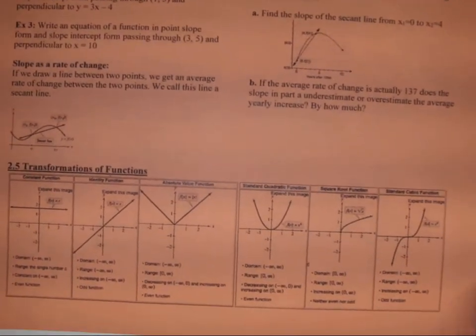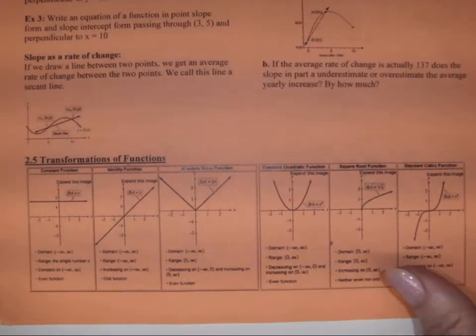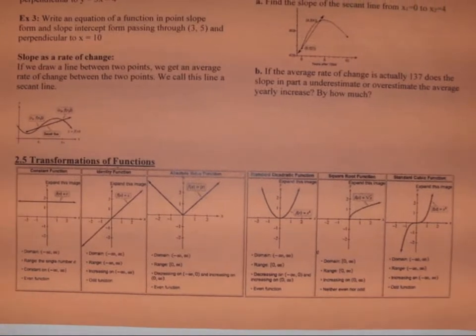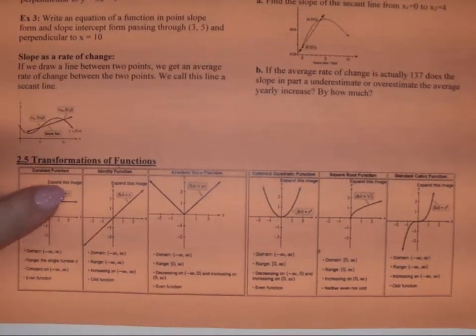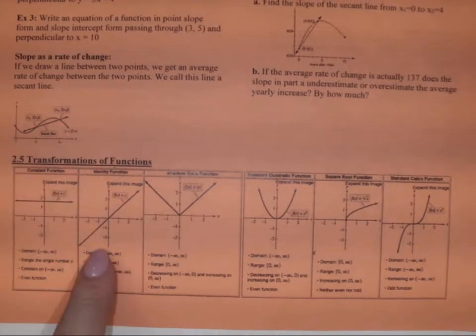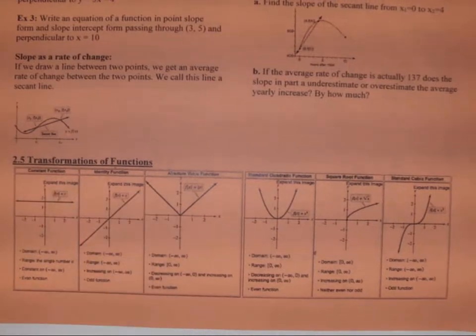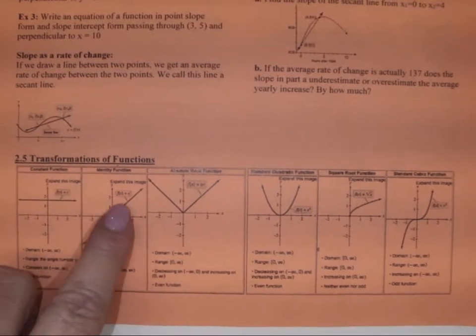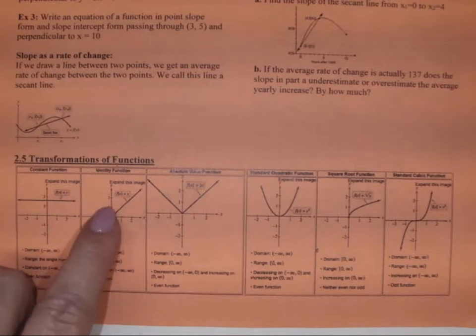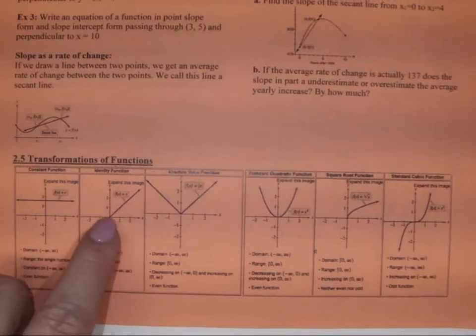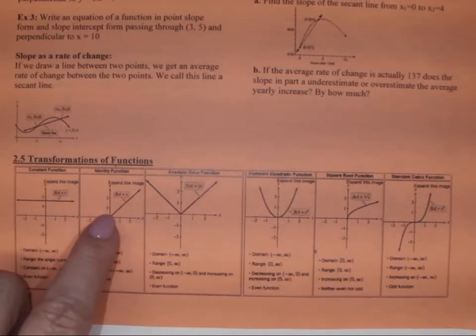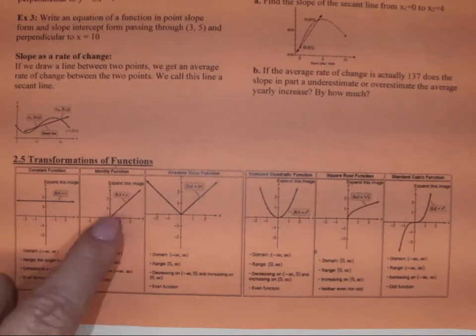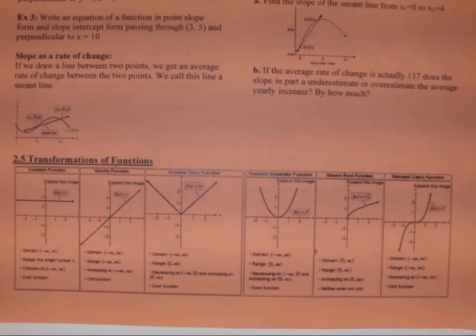Right, so we're going to talk about the transformations of functions. There are several common graphs here. Here we can see that this is a constant function. This is an identity function where x and y have the same values, so x is equal to y. So when x is 1, y is 1, x is 2, y is 2, they match up there. So that's an identity.